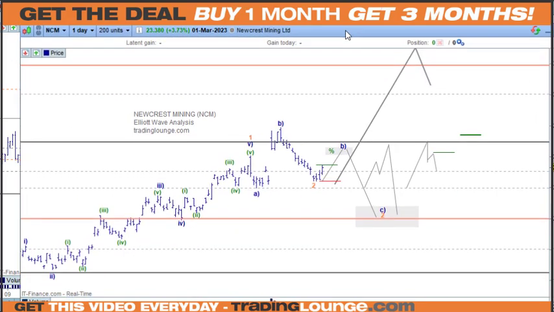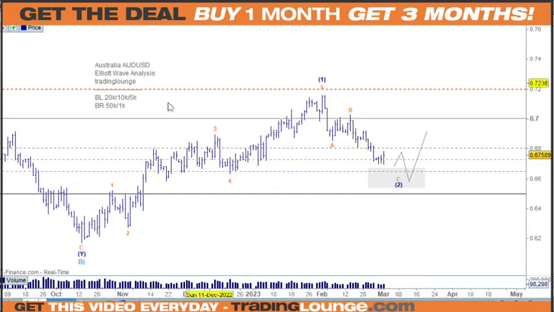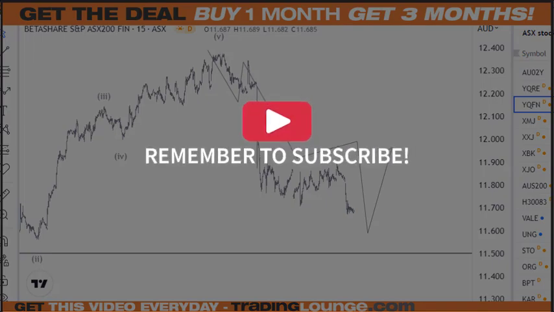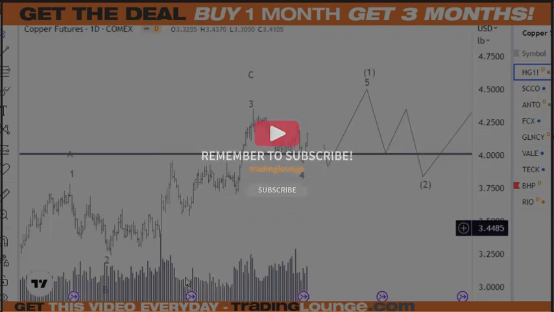Oh, right, I didn't do the other stocks, which I really wanted to do. So let's just do those. Let me find them. This one here. So we're going to start off with copper.